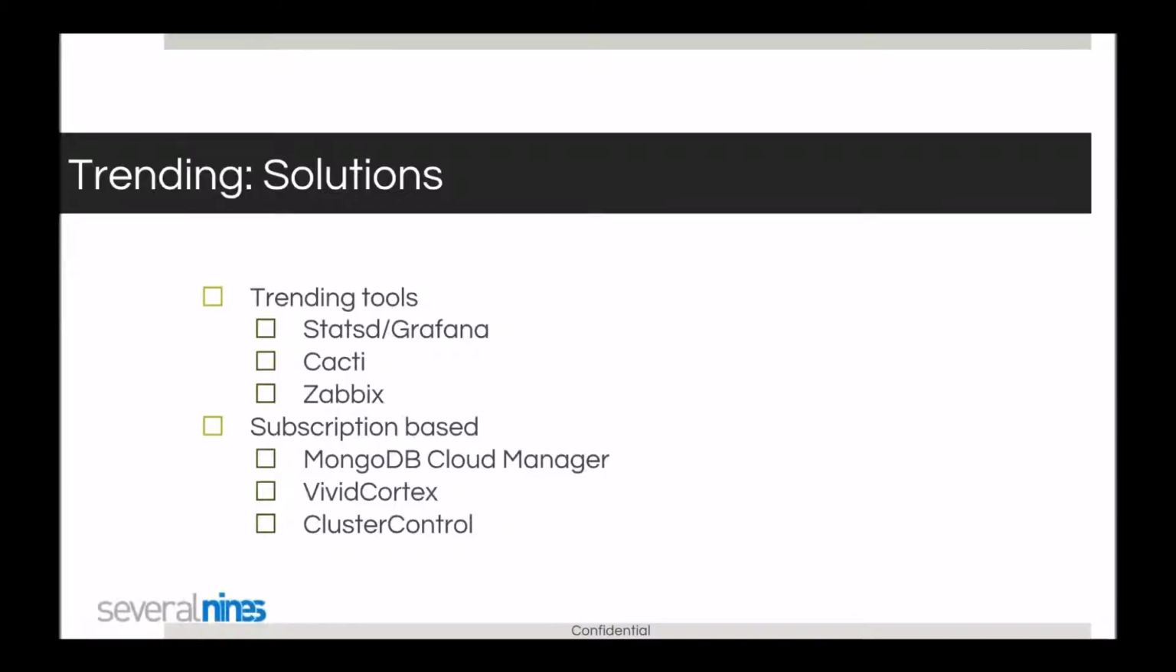Then there are some trending solutions out there. StatsD Grafana is the most often used at the moment. Cacti and Zabbix, a lot of people are using them as well, next to StatsD Grafana. And there are the subscription-based MongoDB Cloud Manager again, Vivid Cortex and ClusterControl.